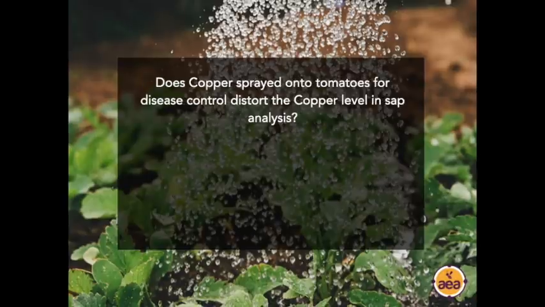Question from Bart Van Andel. Hi, Bart. Does copper sprayed onto tomatoes for disease control distort the copper levels in sap analysis? Our experience has been no, that has not been the case. The same is true of manganese and zinc.